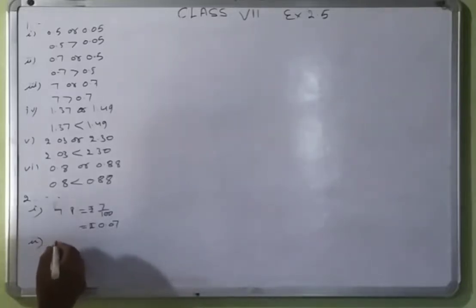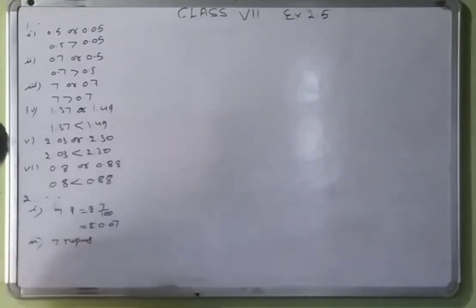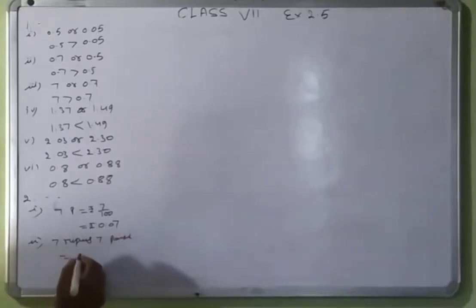Second part, it means everywhere you will write upon 100. 7 rupees 7 paise. So that will be 7 plus 7 upon 100 rupees. So that will be 7.07.